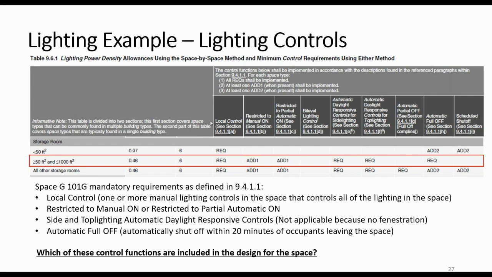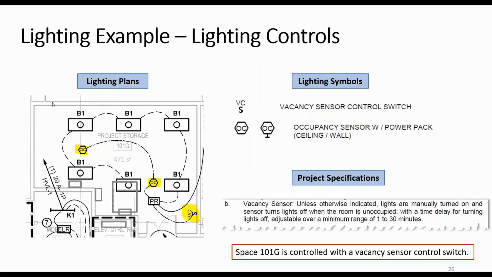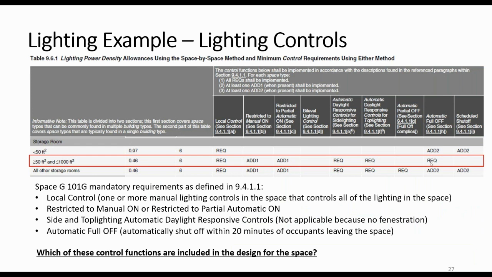Okay, so we can see that local controls are required. We can see that either restricted to manual on or restricted to partial automatic on, either one of these is required. So that's what the add one means. It means you've got to have either one of these. Okay. So next, daylighting, side lighting, daylighting controls, and top lighting, daylighting controls are required. Now, these are not applicable because this is an interior space, and there's no top or side lighting. And then we can see that automatic full off is required.